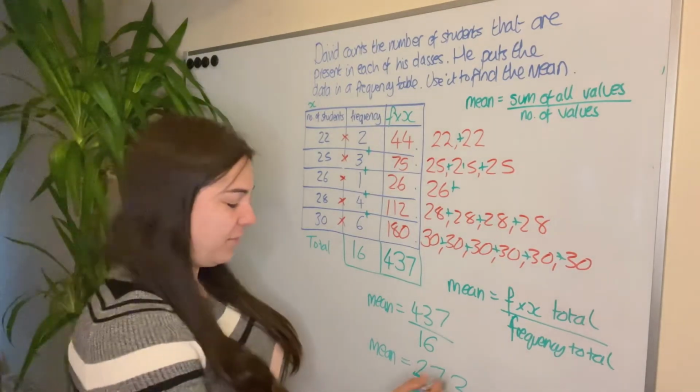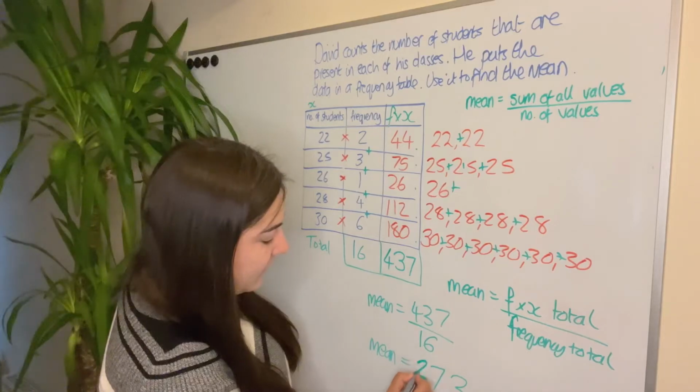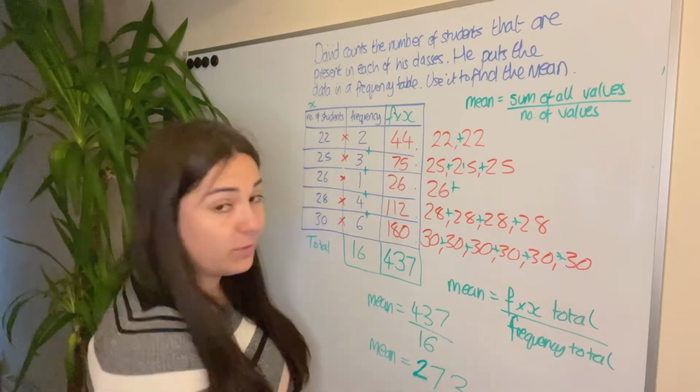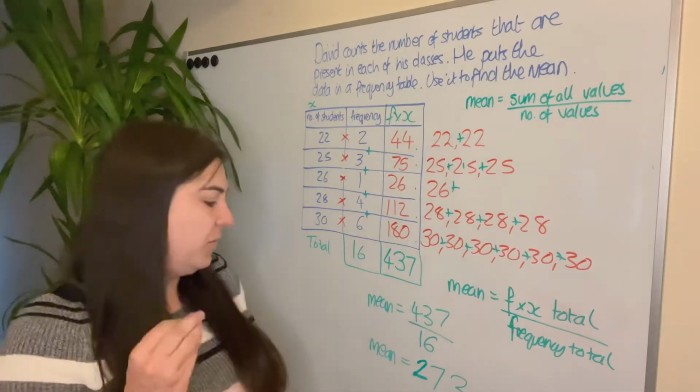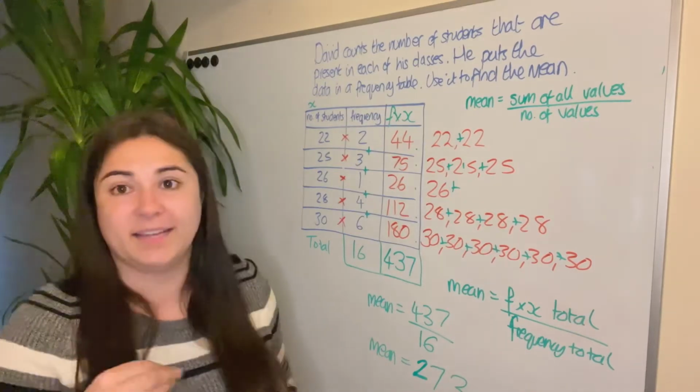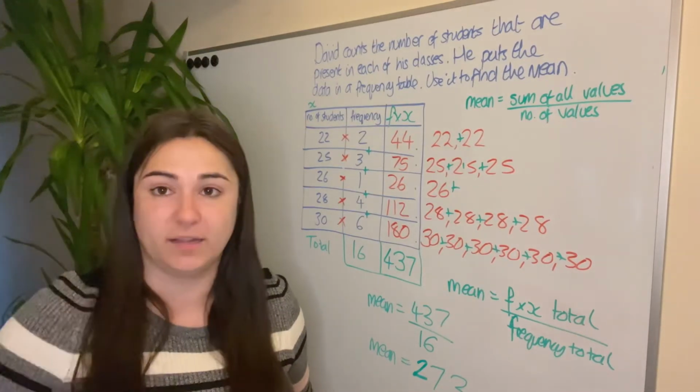Obviously you can't have 0.3, so if it was asking you to round it in real life, you would say 27. But normally with the mean, they want to know the exact value, so don't round it unless you've been asked to.